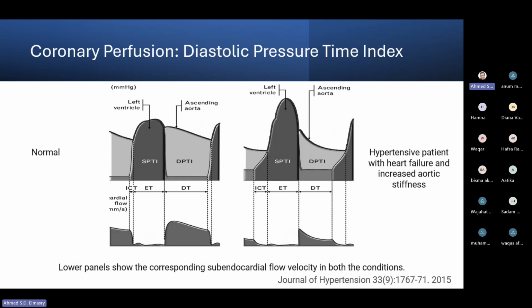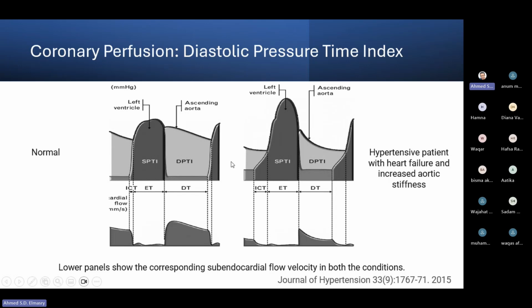This will be obvious if you compare the normal graph with a patient who is known to be hypertensive and who is having heart failure. You will notice that in a normal patient, the diastolic pressure time index and the graph of the coronary perfusion are higher than in this patient with hypertensive disease, heart failure and aortic stiffness. As you see here, the area under the curve for the diastolic pressure time index compared to this one is much less, and the coronary perfusion for this patient compared to this one is much less.